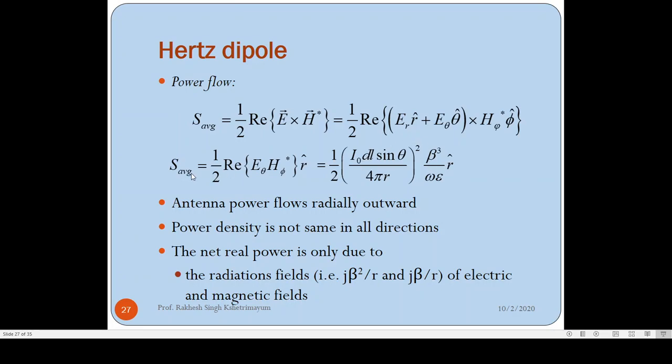So the observation we can make is that the average power flow is radial in direction, and the power density varies with respect to theta, so it's not the same. You have a sine square theta term here. Because of that, power density is not the same in all directions. And the net real power flow is due to the far field components, the radiation fields only. Near field components are not contributing here.